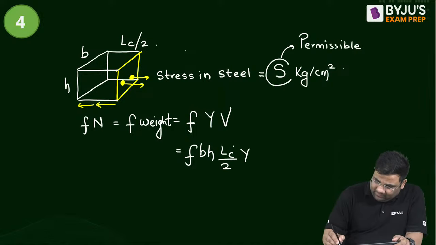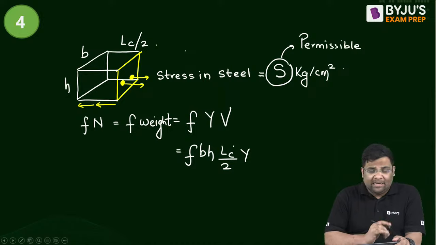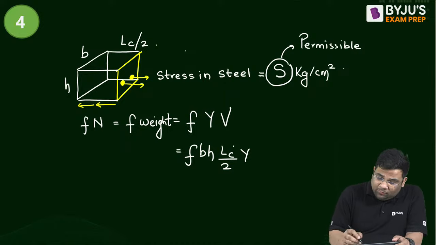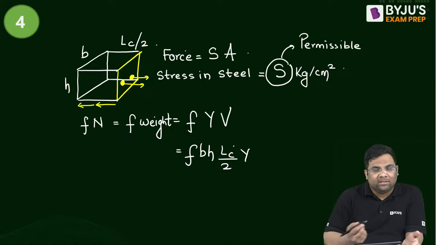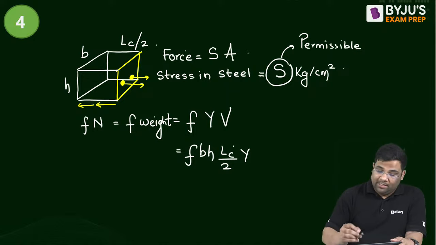Now, this stress is acting on steel, right? On the area of steel. See, this is the stress. What will be the force? It will be the stress into the area of steel. Yes? So, these two forces will be in equilibrium, right?